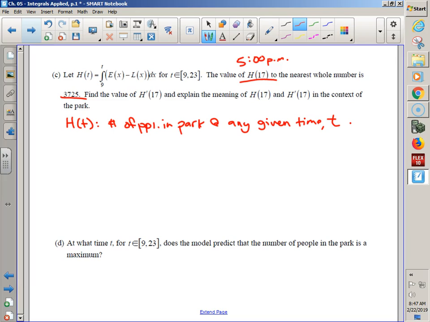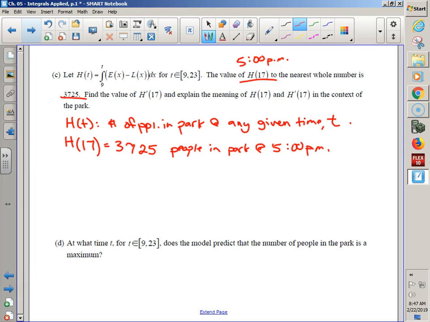Find the value of h prime of 17. Explain the meaning of h of 17 and h prime of 17. Oh, hey, we basically already know the meaning of h of 17. We just talked about how h is the number of people in the park at any given time. So h of 17 equaling 3725 people in the park at 5 p.m., right? I mean, you could write a little story about it, but whatever. That's how many people are in the park at 5 p.m.